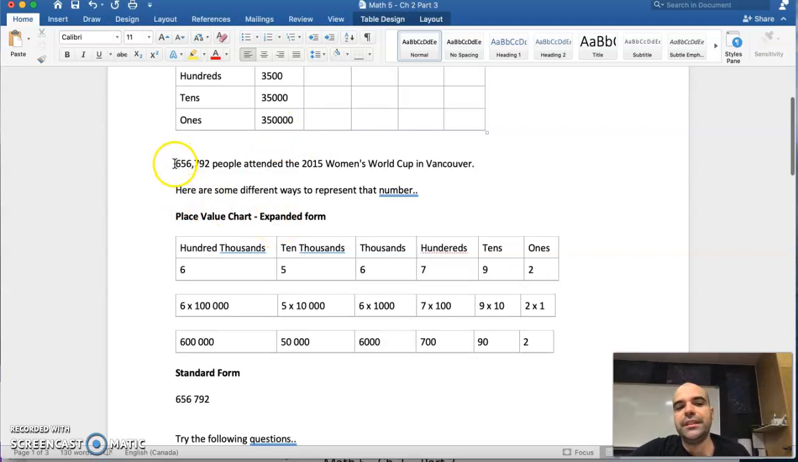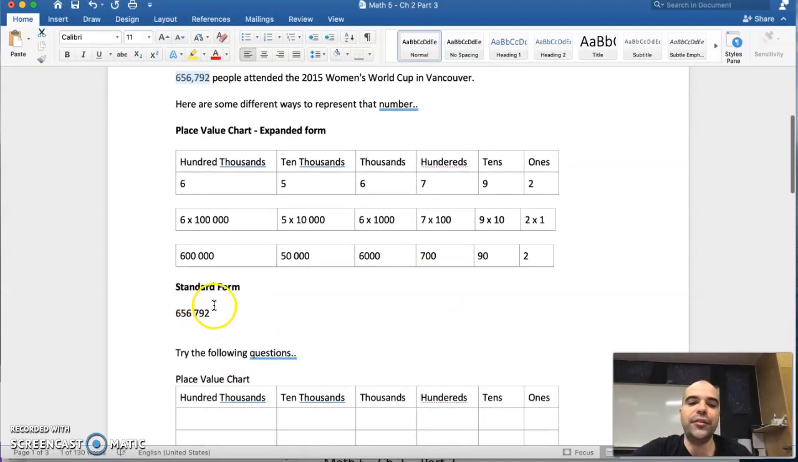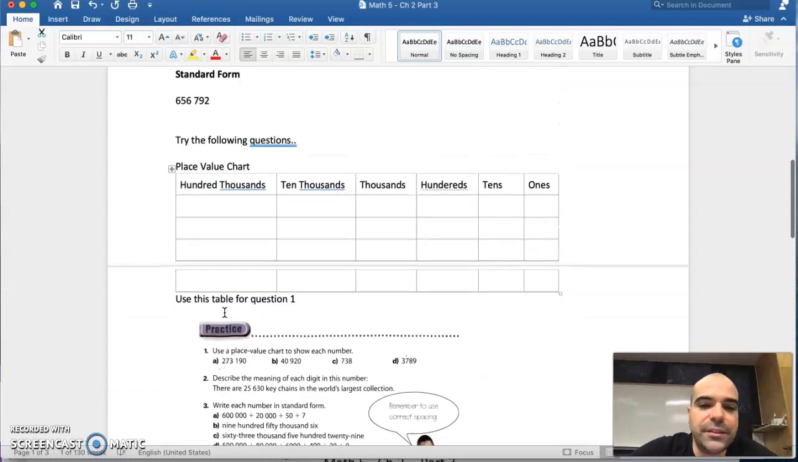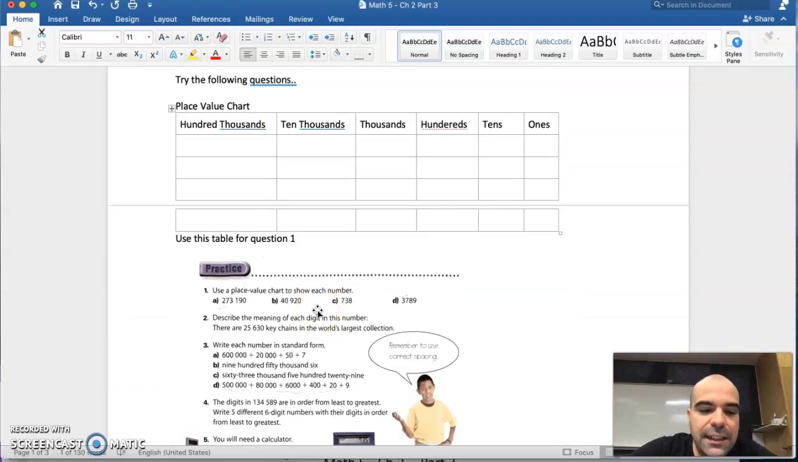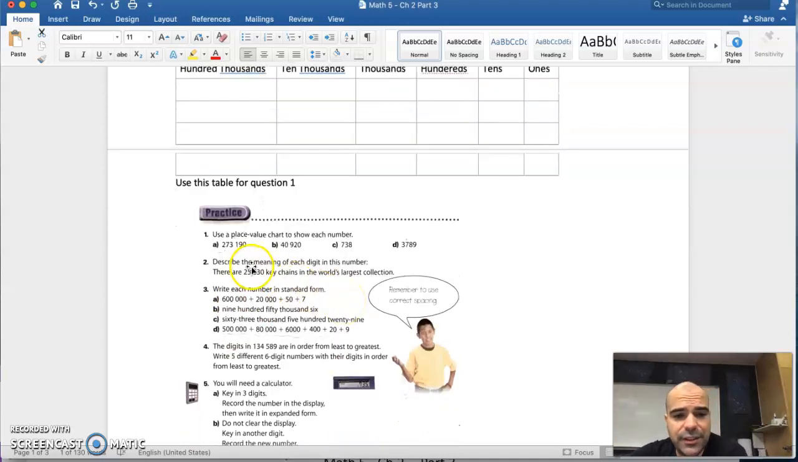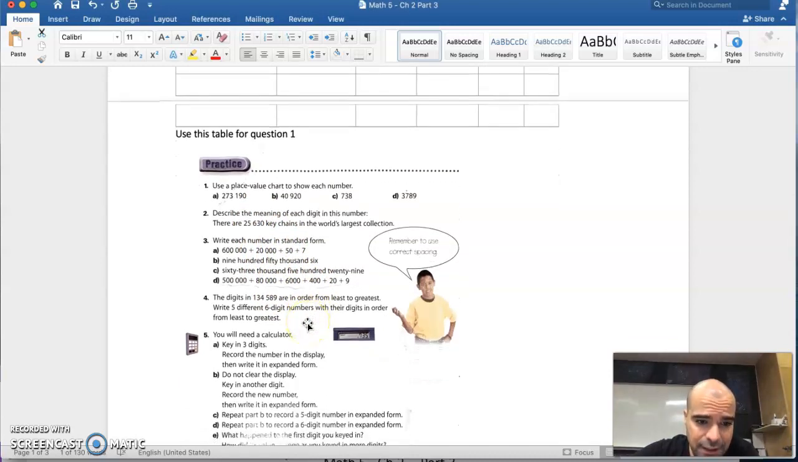Understand there's different ways to represent numbers. Like this one here, how many people attend the Women's World Cup of Soccer in Vancouver. You can show it off in a place value chart, which would be the expanded form here, and then the standard form is just the number itself. Okay, so try the following questions here. We have the same sort of examples. You can use this chart for number one. Basically doing the same thing for number two. Tell me the short standard version for these ones.